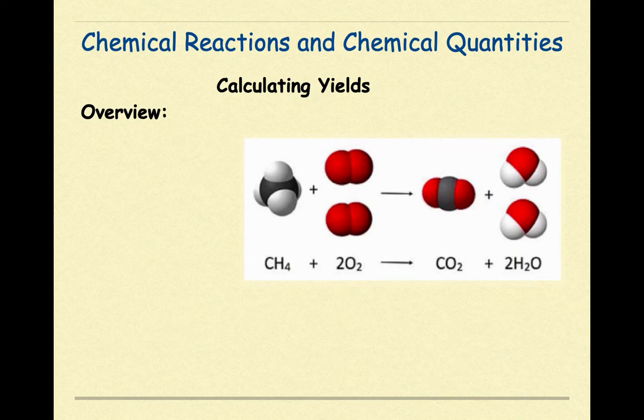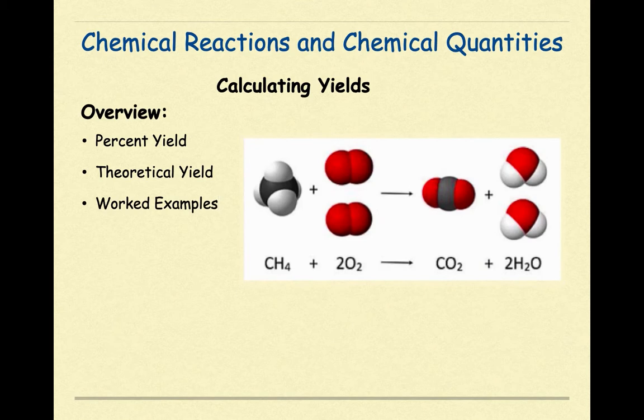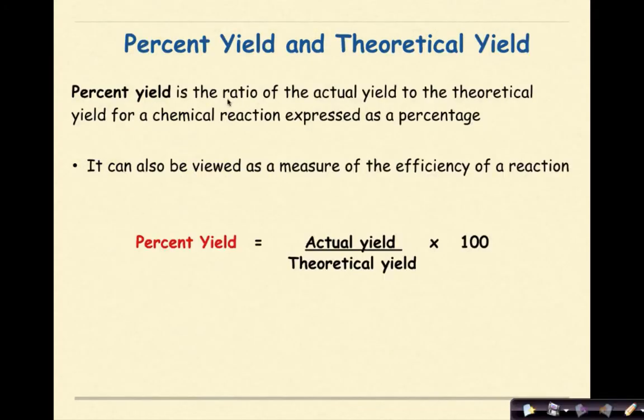Chemical reactions and chemical quantities. Calculating yields. In this tutorial, I will be going over percent yield, theoretical yield, and some worked examples. Percent yield is the ratio of the actual yield to the theoretical yield for a chemical reaction expressed as a percentage. It can also be viewed as a measure of the efficiency of a reaction.